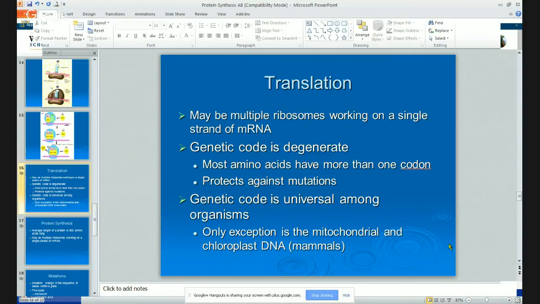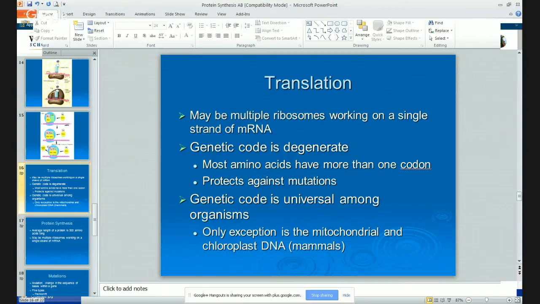For the most part, the genetic code really is universal among organisms. Every organism will do transcription and translation this way. The only exception is the mitochondrial and chloroplast DNA in mammals. It's a little bit different, but we won't go into that. Just understand that every single other organism transcribes and translates this way, except if the DNA is in the mitochondria and the chloroplast.